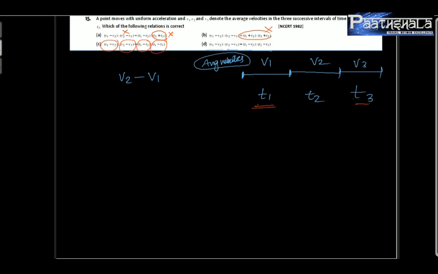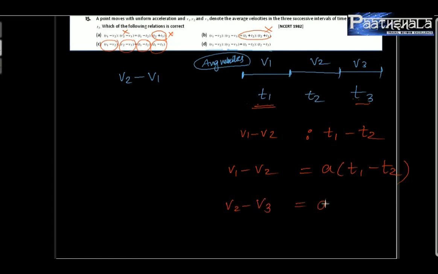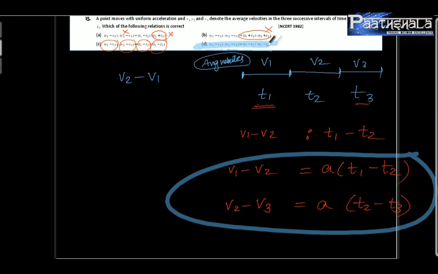Basically, what are we going to get? We are going to get something like v1 minus v2 corresponds to t1 minus t2, or change in velocity v1 minus v2 is equal to a times t1 minus t2. Something like that we are going to get, right? Because change in velocity upon time interval is acceleration. Similarly, v2 minus v3, change in velocity, will also be equal to a into t2 minus t3, because acceleration is constant. So taking the ratio, we get option D as the correct answer. You just take the ratio of these two things. Option D is the correct answer. Alright, next.